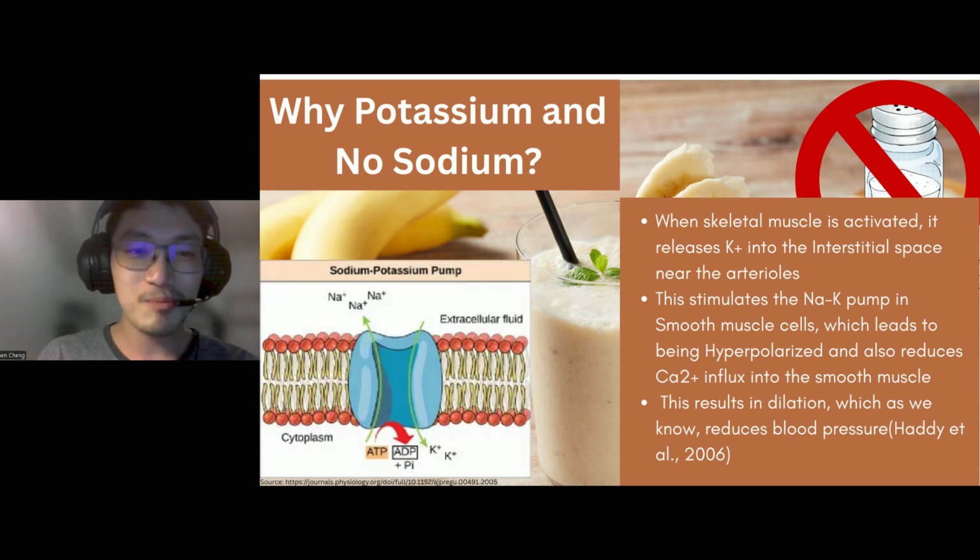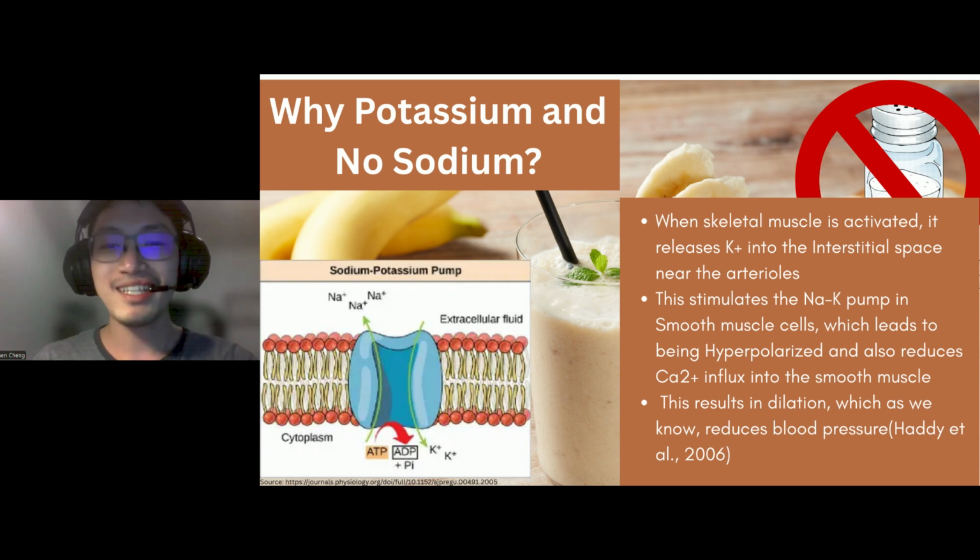This is because sodium retains water, expanding the extracellular volume and releasing substances that contract the heart and blood vessels, and affects the renin-angiotensin-aldosterone system.